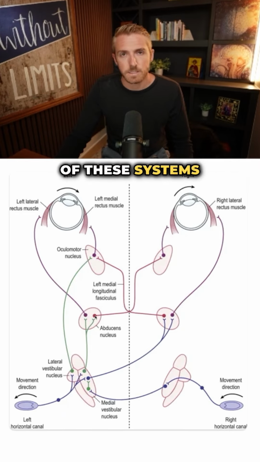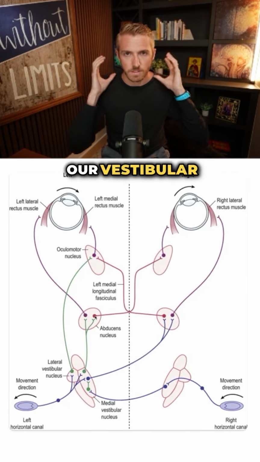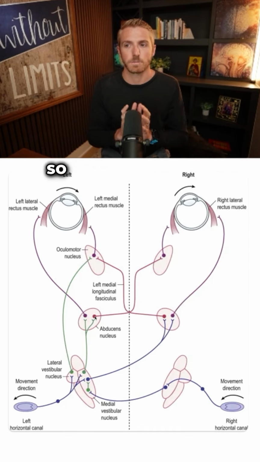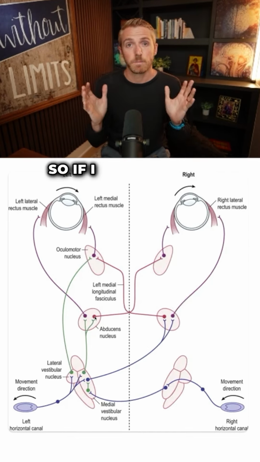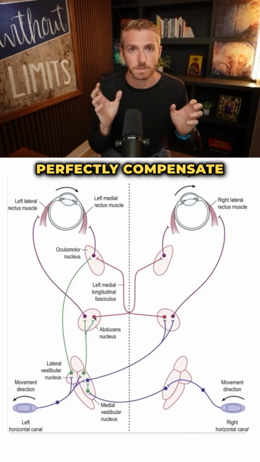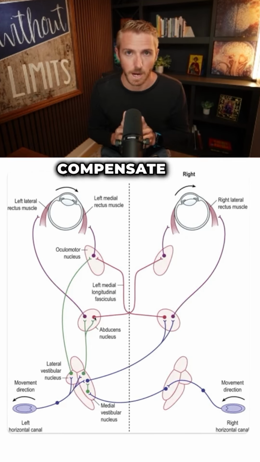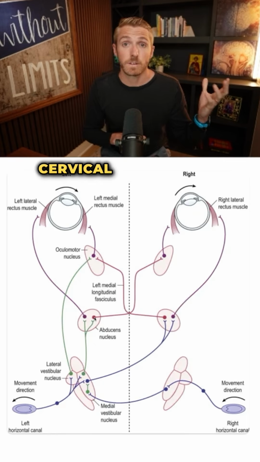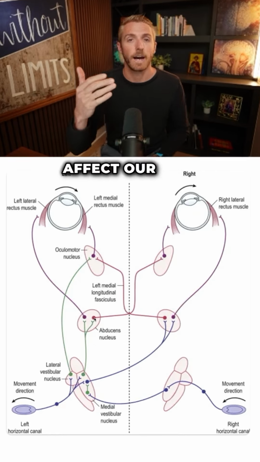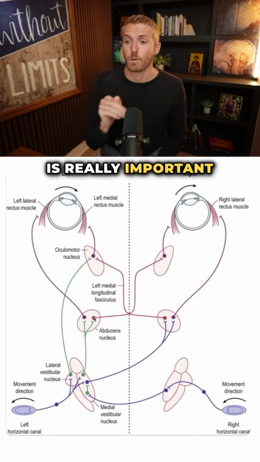Because all three of these systems develop together. Our eyes, our vestibular system, and our neck muscles, they all develop in what's called the homologous column. So they all develop together. So if I have activity of my vestibular system from moving, my eyes should perfectly compensate for that. My neck muscles should perfectly compensate for that. So if we have a cervical dysfunction, that's gonna affect our vestibular system. It's also gonna affect our eyes. So knowing that is really important in this whole mechanism.